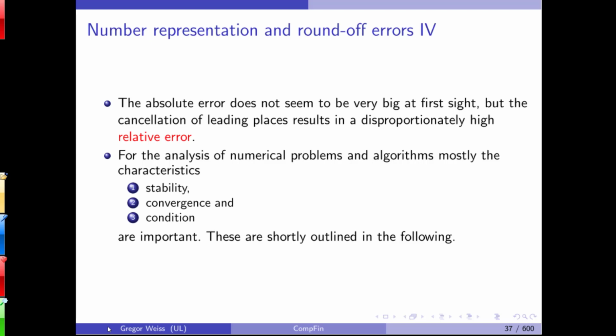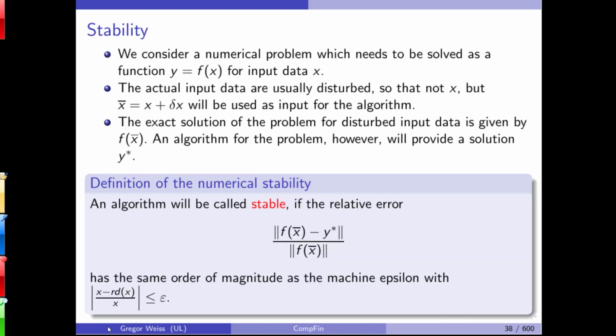And coming now to algorithms, you can also look at the stability, efficiency, convergence, and condition of an algorithm or a numerical problem. Let's look at these concepts. We'll start with stability. Just in general, we'll have input data X. We'll have an algorithm F, and f of X will yield the solution Y.